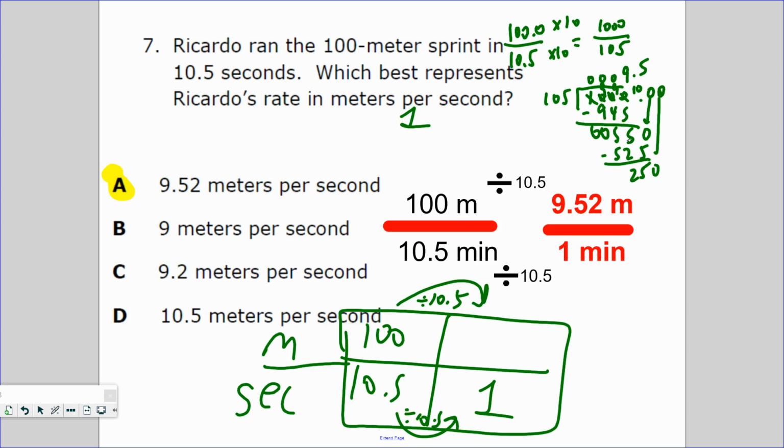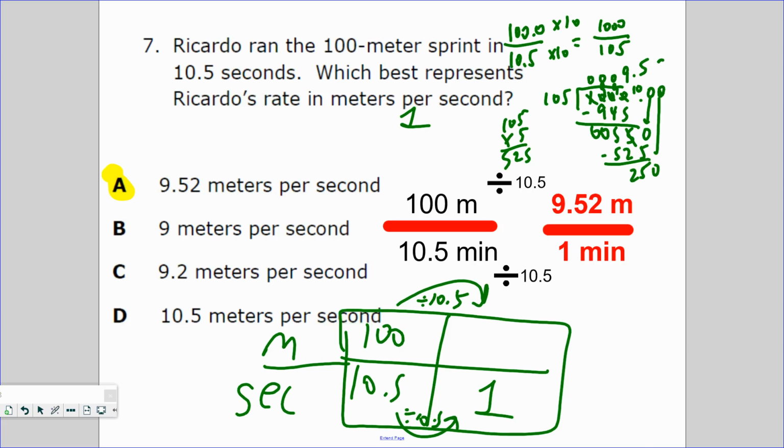Okay. Oh, I'm sorry. 550 minus 525 is 25. I feel like I made a mistake somewhere here. I'm trying to figure out where I made a mistake. No, it's good right here. 55, annex a 0, 550. How many? So 105 times 5 is 525. Yeah, that's correct. 550 minus 525 is 25.